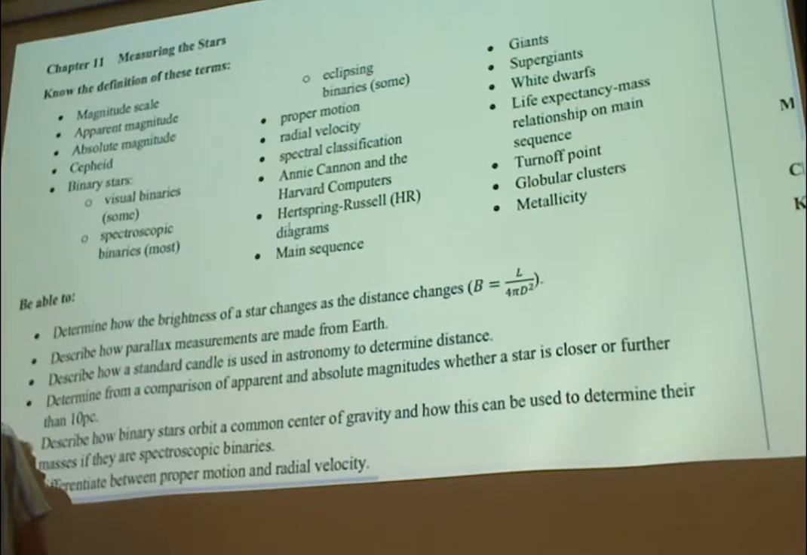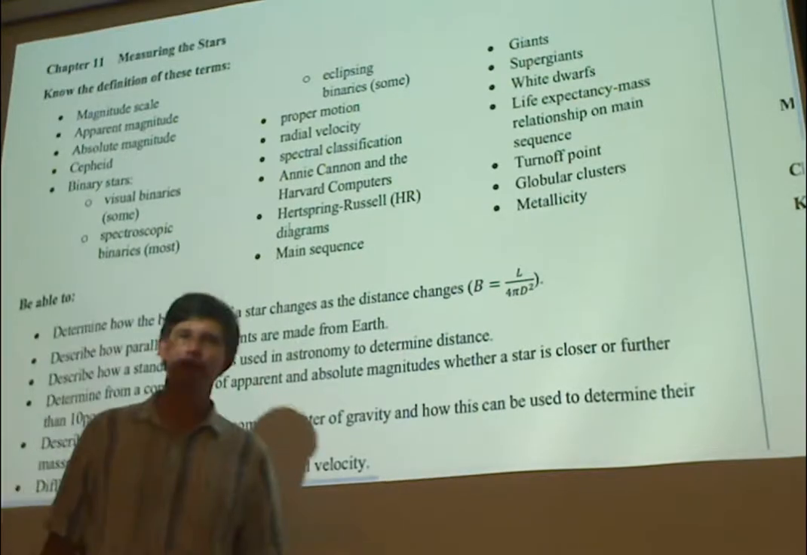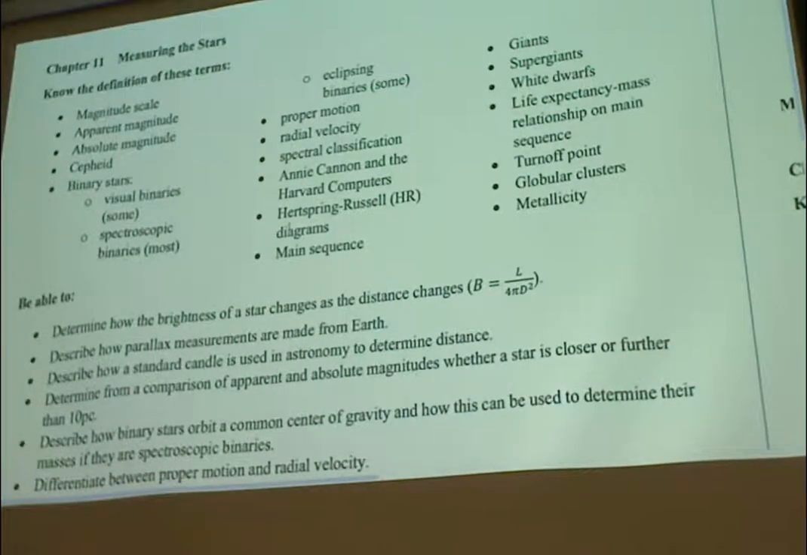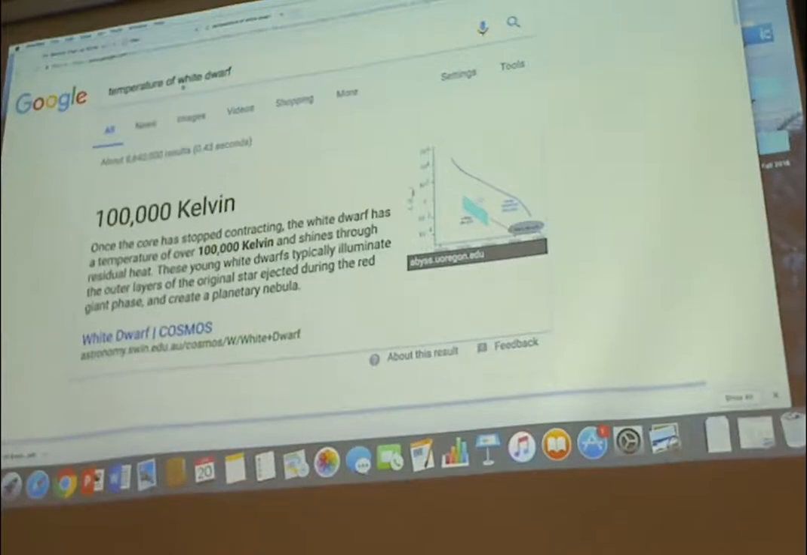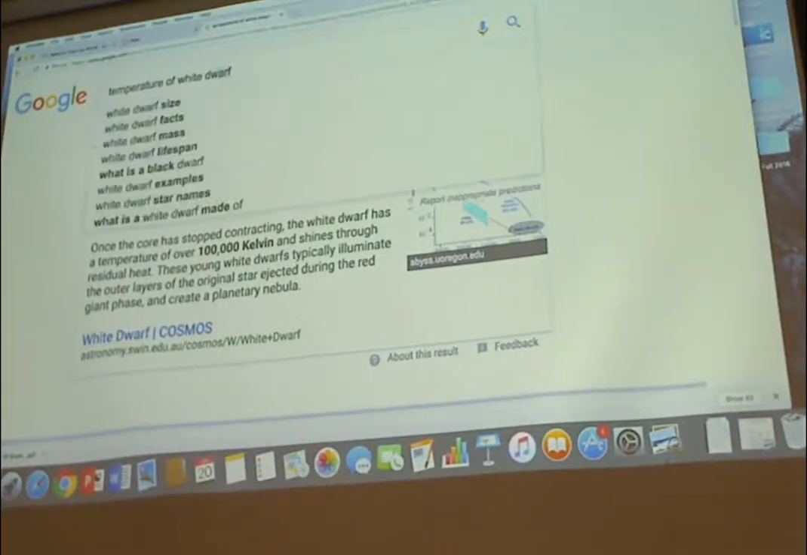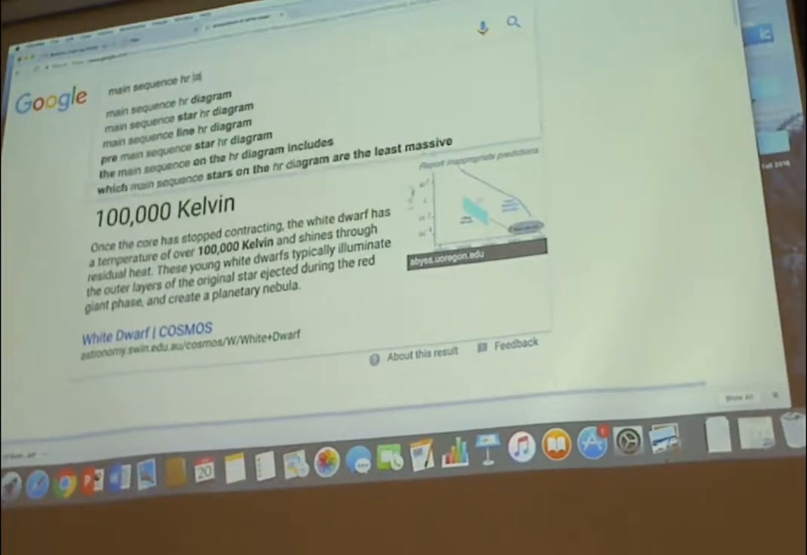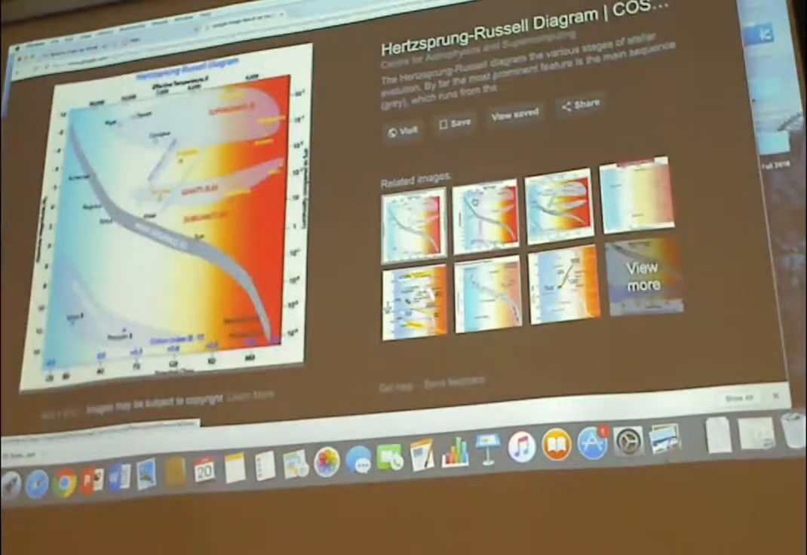Okay, life expectancy, mass relationship. As you go along the, I guess I should draw a little quick, should we just look it up? Main sequence. Main sequence. HR diagram. HR diagram. That's pretty HR diagram.